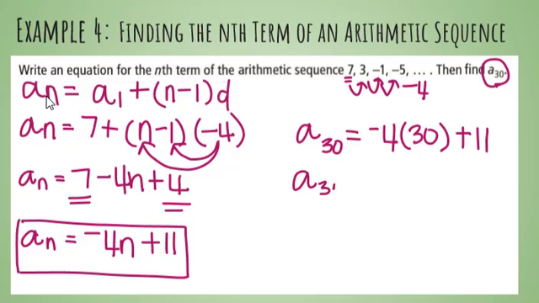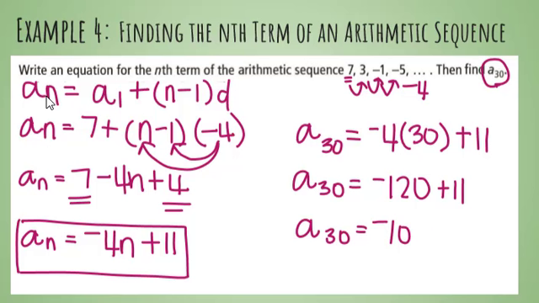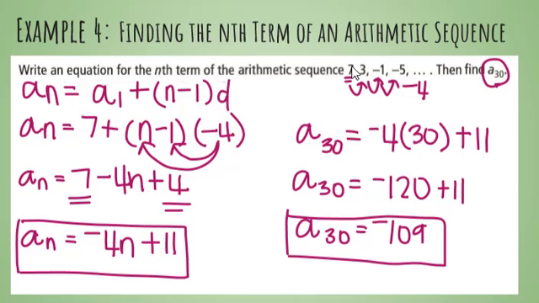So I'm going to bring down that a sub 30. Negative 4 times 30 gives us negative 120. And then I bring down that plus 11. And then I'm going to combine those like terms. So I have a sub 30 equals negative 120 plus 11, which is negative 109. So this is my second answer. So what this means is that if I were to continue this pattern, if I was going to continue to subtract 4 each time until I got to the 30th term, the 30th term in this list would be negative 109.